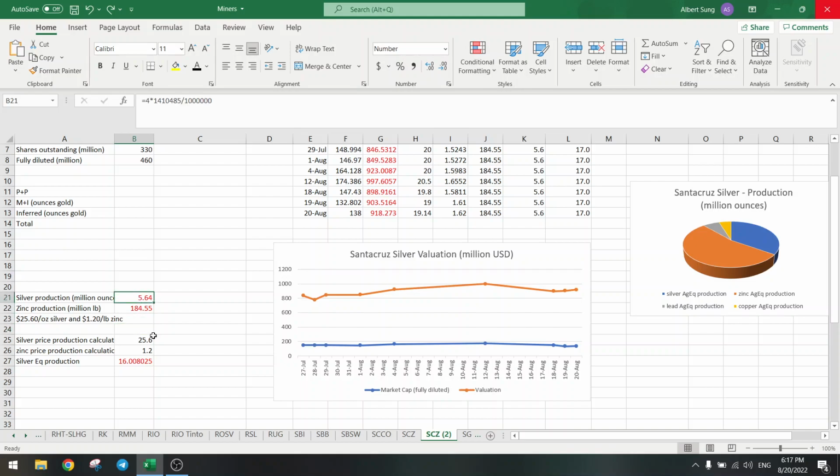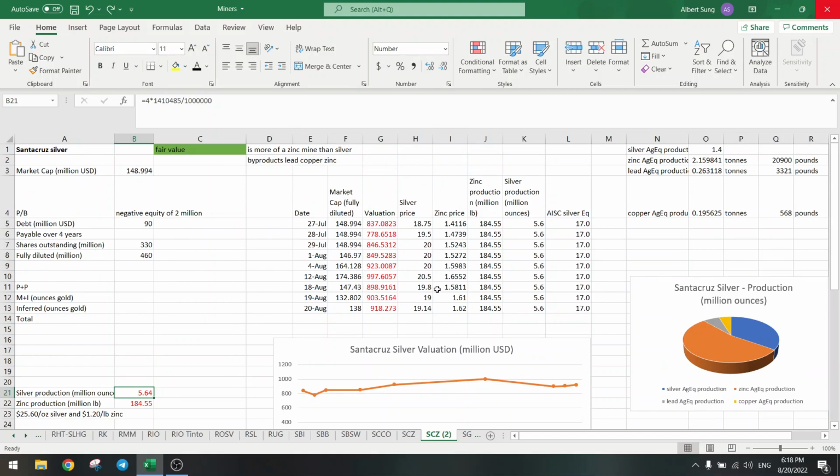We all agree that silver production is this, right? 5.6 million ounces, because it's 4 times this amount, so those are the Q2 production numbers. We also agree that zinc production is this amount, 4 times this amount in pounds, okay? And they used these numbers to calculate the equivalent production, which is 16. We all agree about these numbers, okay?